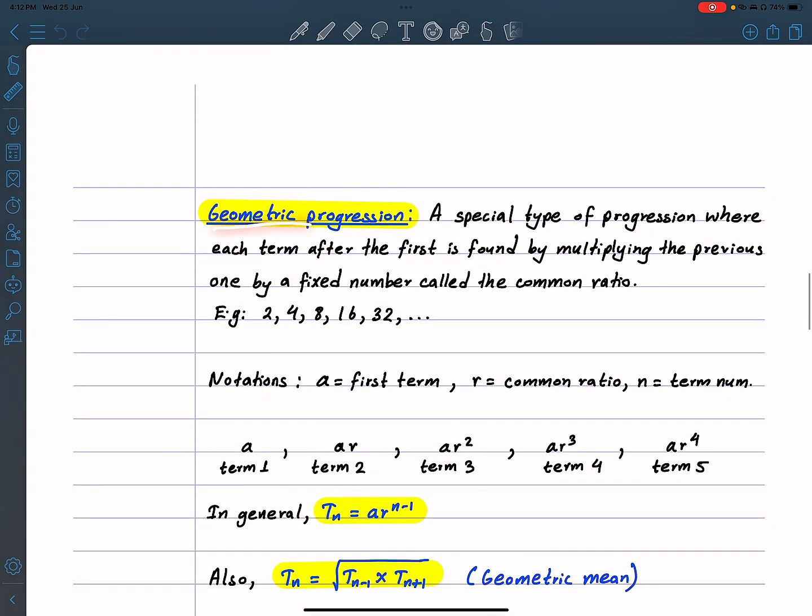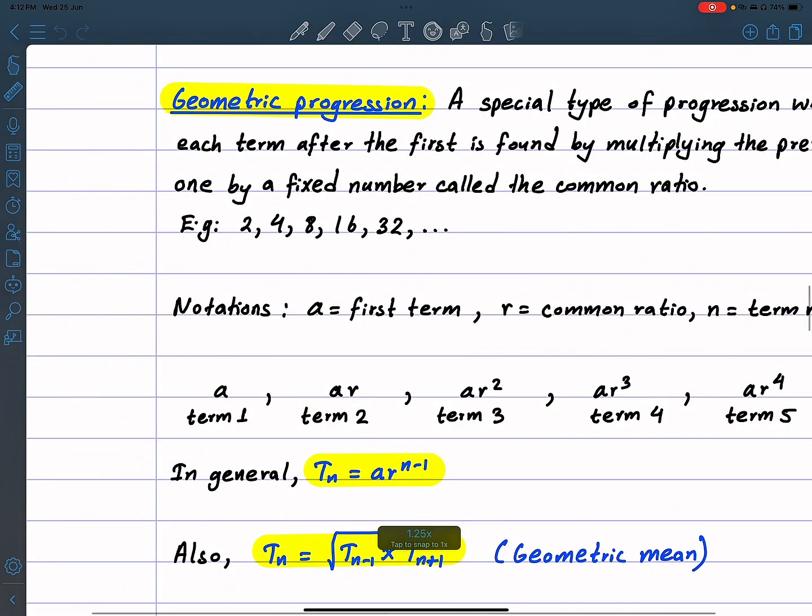Now comes the geometric progression. So what is a geometric progression? It is a special type of progression where each term after the first term is found by multiplying the previous one by a fixed number called the common ratio. An example of this would be the series 2, 4, 8, 16, 32, where each term is multiplied by 2 to get the next term.